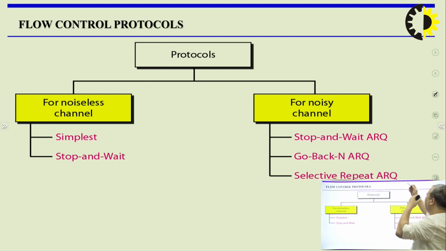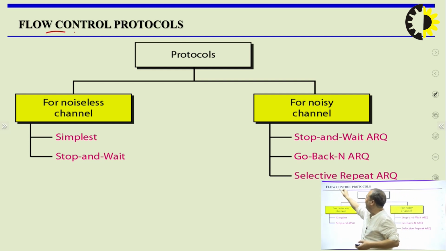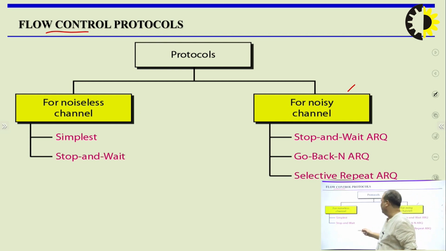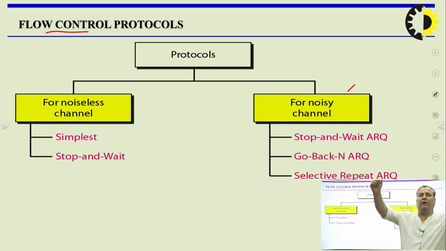So we can categorize the flow control protocols; we will mainly discuss flow control. Flow control protocols could be for a noiseless channel and for a noisy channel. Mainly the protocols are the stop and wait protocol and the sliding window protocol. Go back and selective repeat all come under the sliding window protocol. For the noiseless channel, one is the simplest protocol, so let's see how we can control the flow.